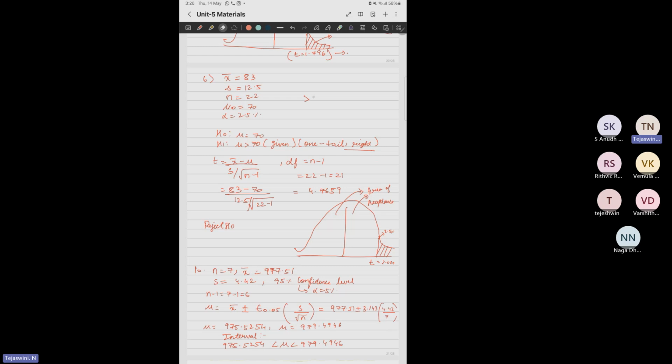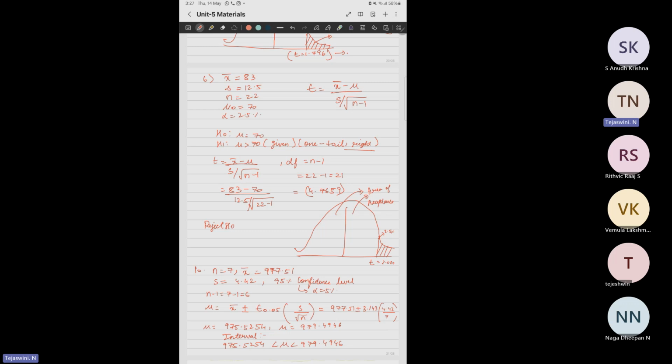We'll substitute in the formula t is equal to x bar minus mu divided by s by root of n minus 1. Everything is given to us directly. Just substitute in this formula and I will get the value of t to be 4.7659. And then the degree of freedom will be n minus 1, which is 21 over here.